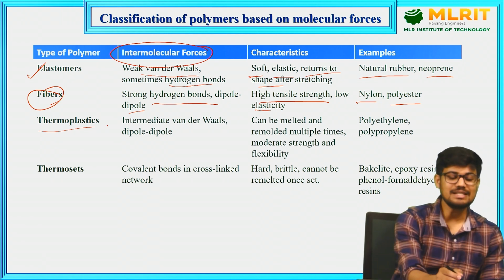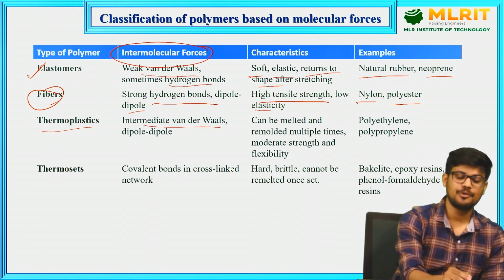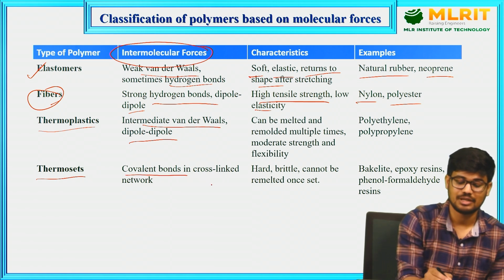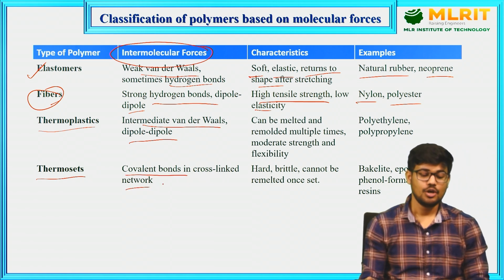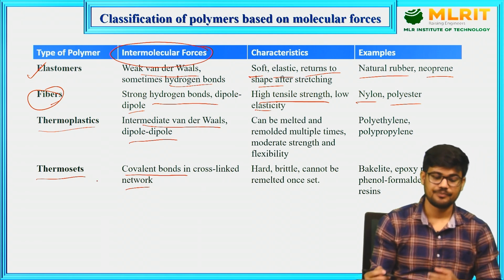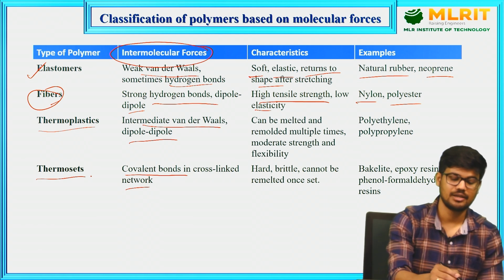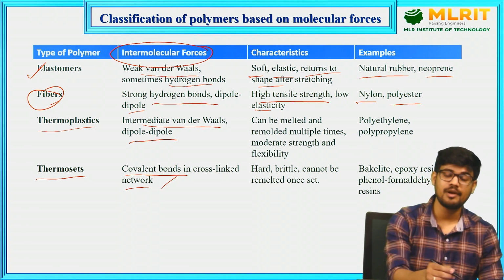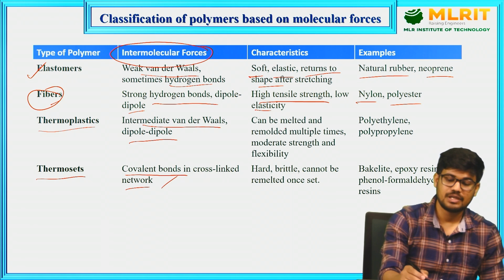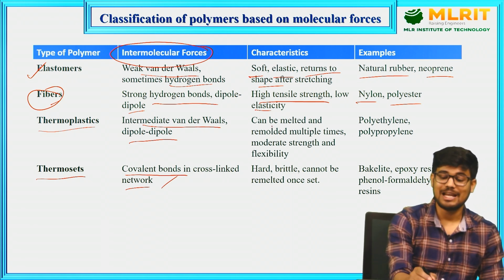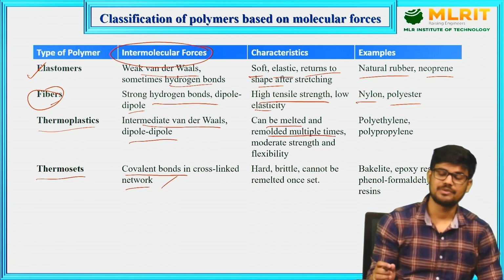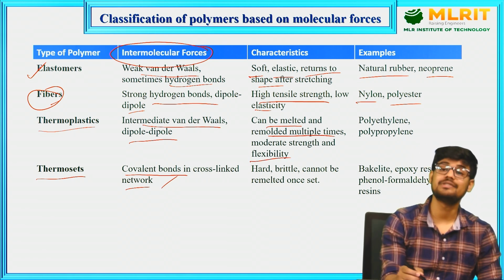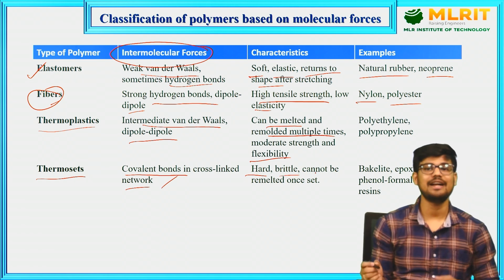Then thermoplastic. Here intermediate van der Waals forces and dipole molecular forces are present. In a thermosetting polymer, covalent bonds in a cross-linked network are present. So if you compare thermoplastic and thermosetting, in thermoplastics the molecular forces are weak compared to thermosetting, because in thermosetting covalent bonds are present. Thermoplastic polymers can be melted multiple times, so you can recycle this polymer multiple times. It has very high flexibility. But thermosetting polymer is very hard and brittle, and you cannot recycle it.